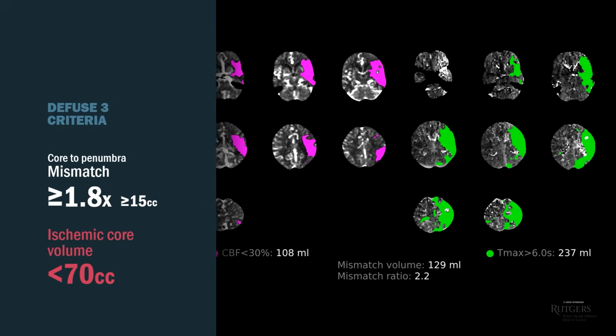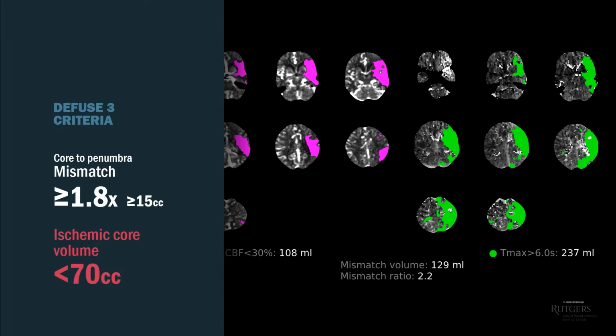Let's apply DEFUSE 3 criteria. The mismatch is favorable, more than 1.8 times, but the ischemic core is over 70 cc's. So the risk-benefit profile for a thrombectomy in this patient is likely unfavorable.